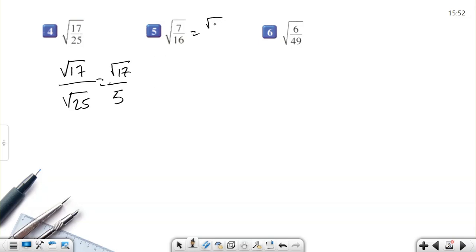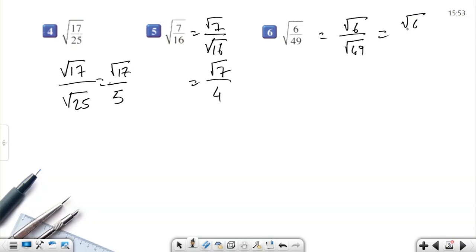Let's continue. Square root of 7 divided by square root of 16. What is square root of 16? 4. The denominator gets 4. What is square root of 7? It's square root of 7, there is no perfect square factor. Same idea: square root of 6 divided by square root of 49, so square root of 6 over 7. That's all.